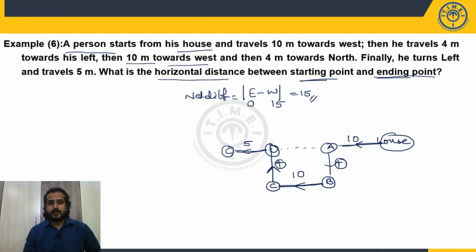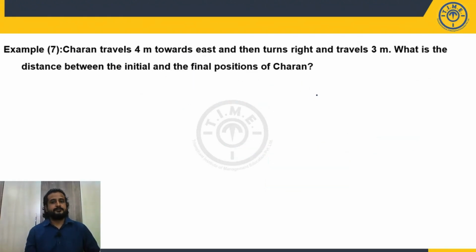So if they ask the total horizontal distance traveled by him, it is east plus west. The horizontal distance between the starting point and the ending point means we need to take the shortest horizontal distance, and we need to take the shortest vertical distance. So the net difference is 15, because east is 0, so west is 15. Fine? Okay. Now move to question number 7.